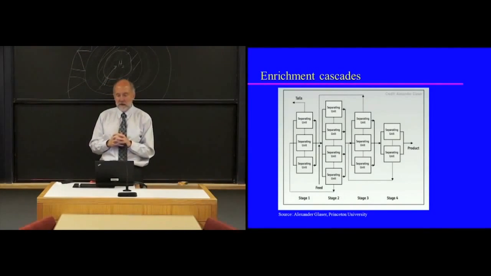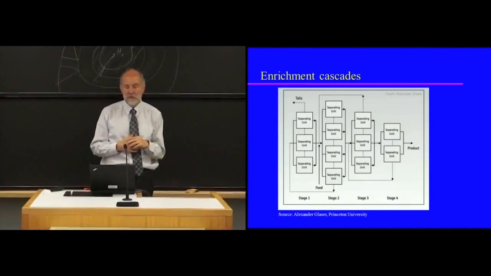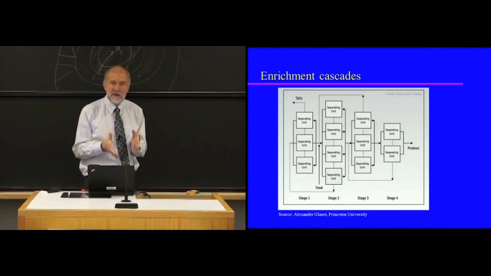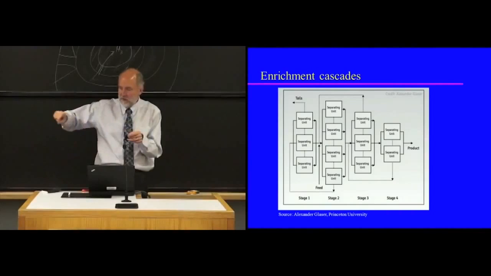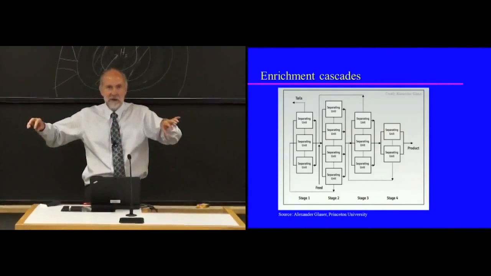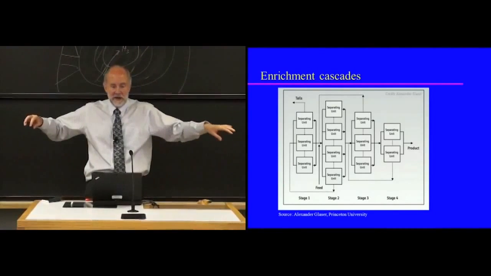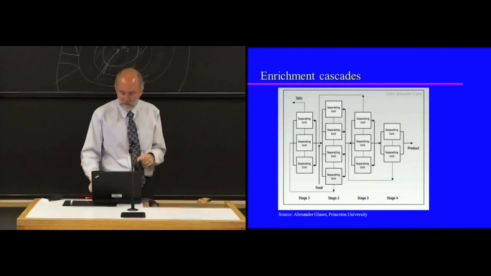These cascades can be fairly complicated to model and certainly complicated to build and operate. But the basic notion is you've got a flow of more and more enriched stuff heading toward the product, and a flow of less and less enriched stuff becoming tails heading toward the tails end of the cascade.